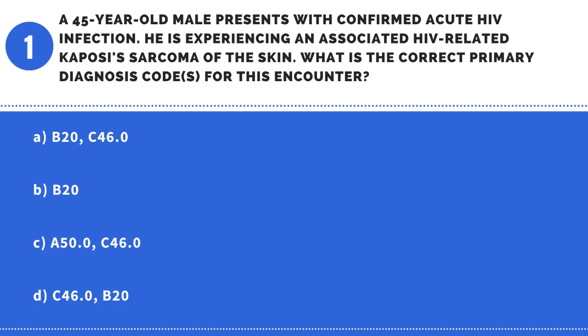Question 1. A 45-year-old male presents with confirmed acute HIV infection. He is experiencing an associated HIV-related Kaposi's sarcoma of the skin. What is the correct primary diagnosis code for this encounter?